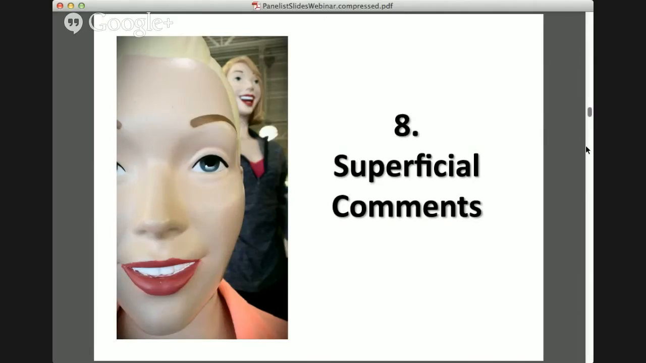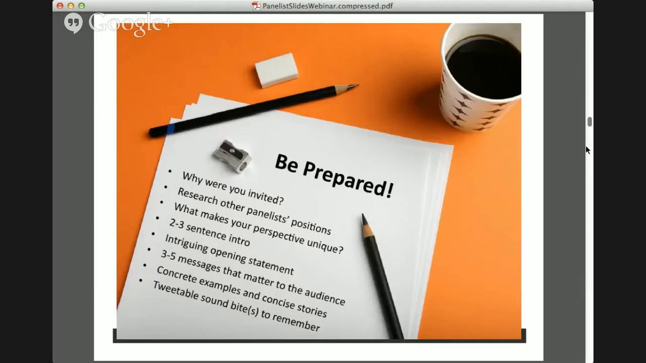Number 8, another thing that drives participants crazy is superficial comments. So let me explain superficial comments. Superficial comments are comments that you haven't given any thought to. It's not deep enough. People are coming because they want to see behind the curtain. So in order to keep from staying at that superficial level, you want to be prepared.